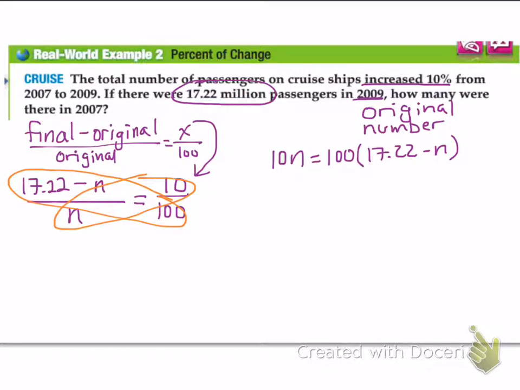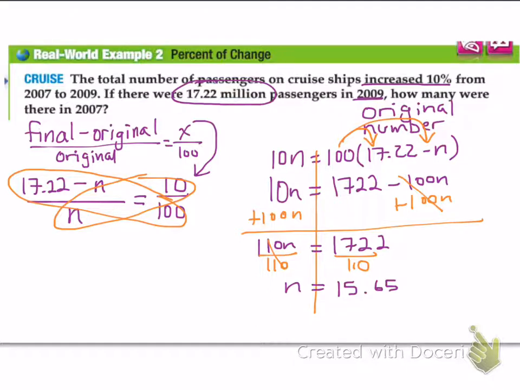So there's my setup after I cross multiply. 10 times n is equal to 100 times the quantity, 17.22 minus n. Now, I'm just going to distribute the 100 on the right side here, and then you just have to solve. So go ahead, take a minute, pause the video again, solve for your n.